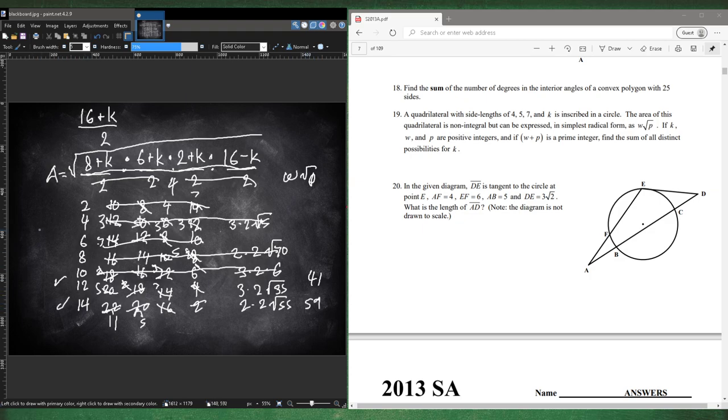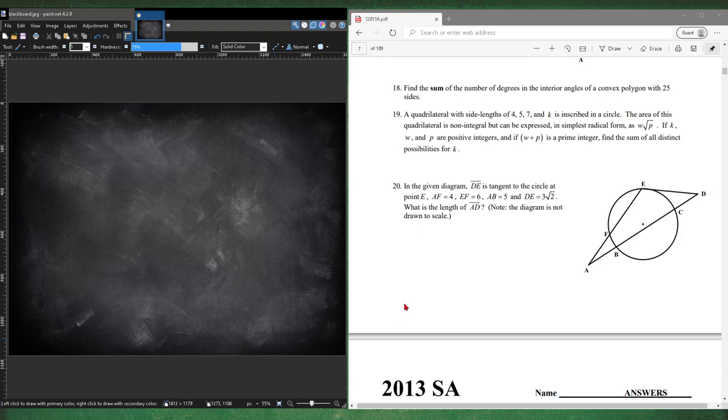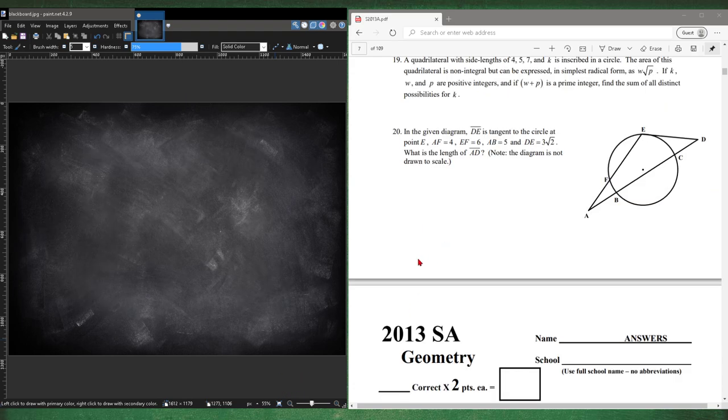So only 12 and 14 work, and that's a total of 26. And that's your answer for number 19. So it's one of the trial and error ones, but it takes a bunch of work. Number 20, the final one.